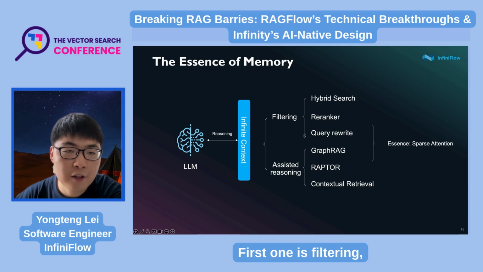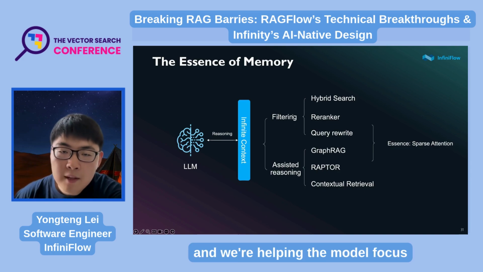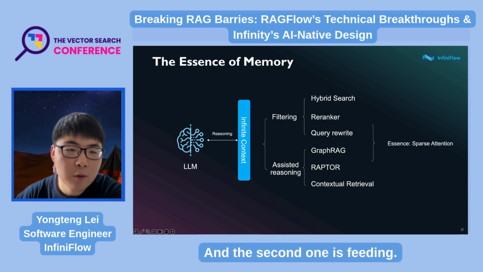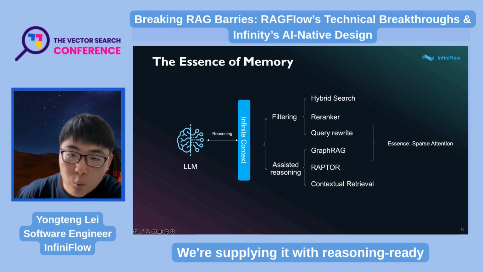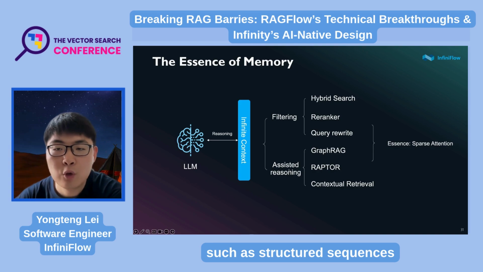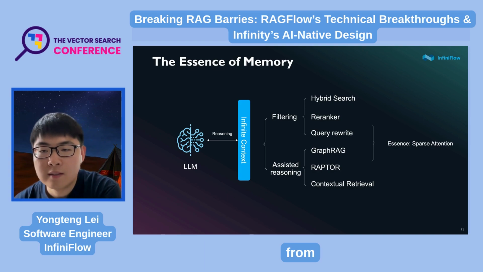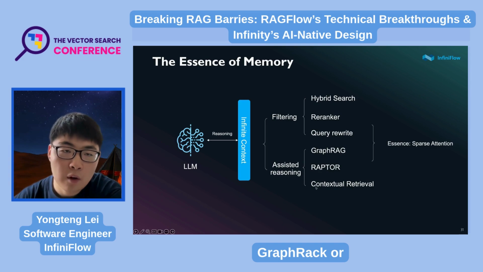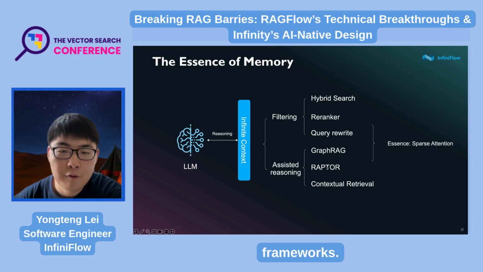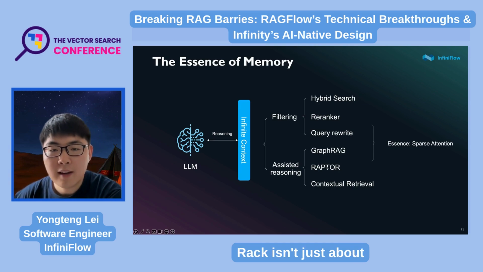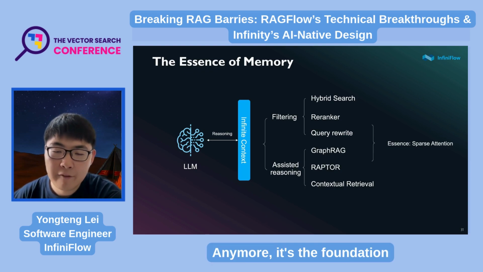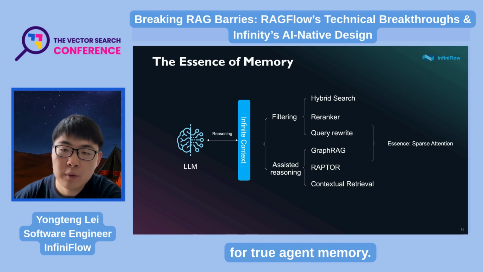The first one is filtering, where we help the model focus on what truly matters. And the second one is feeding. We supply it with reasoning-ready data, such as structured sequences from GraphRAG or RAPTOR or other frameworks. RAG isn't just about retrieval anymore, it's the foundation for true agent memory.